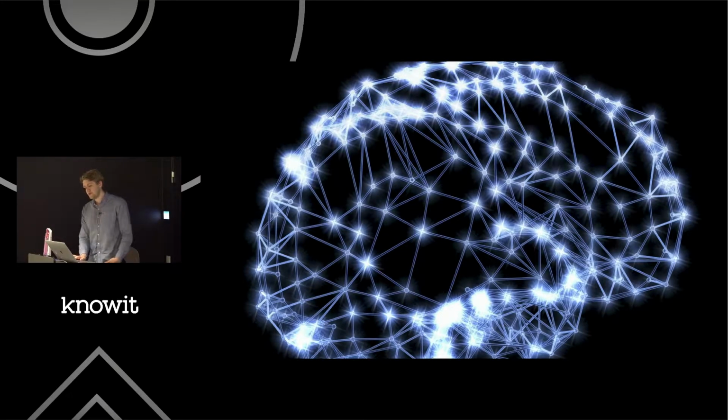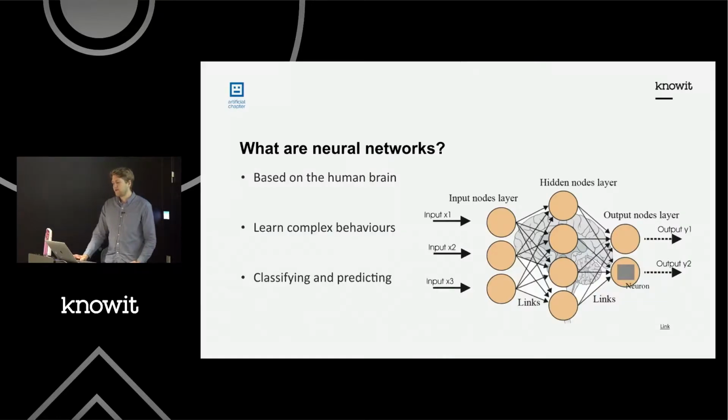Neural networks. Neural networks are computer models that are based on the human brain. They consist of neurons, the circles here, and the links, which are the arrows. The neurons are grouped into layers, and there's always one input layer and one output layer, but there can be any amount of hidden layers. The input of the data goes into the input layer, and then results come out at the output layer.